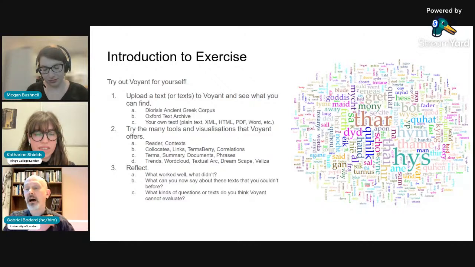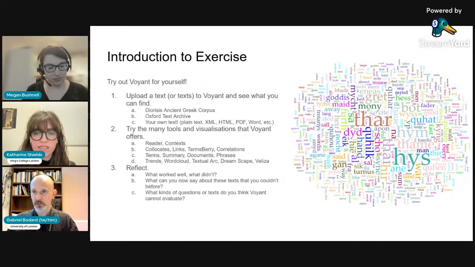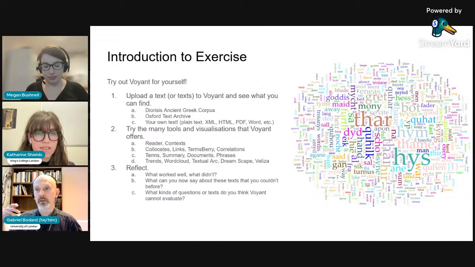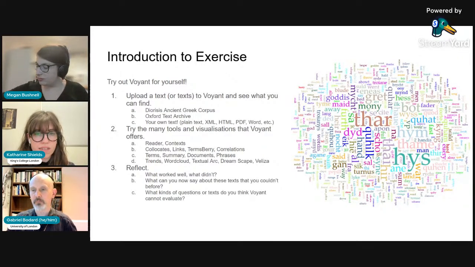Yeah, I was just going to add about this exercise. Firstly, for those of you who've been following the whole semester, this exercise builds on the first two sessions. In the first session we talked a lot about places you can find texts, of which the Oxford Text Archive and Dionysus are two examples. Perseus, Gutenberg, and others were many other examples.